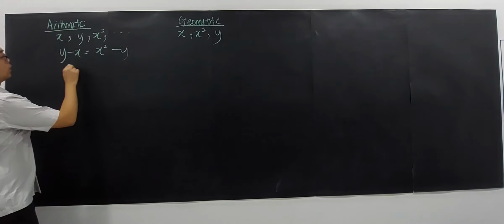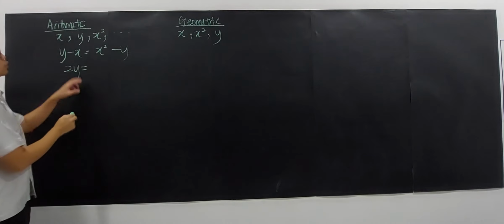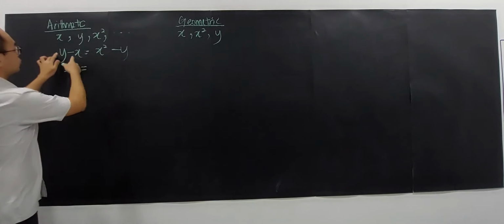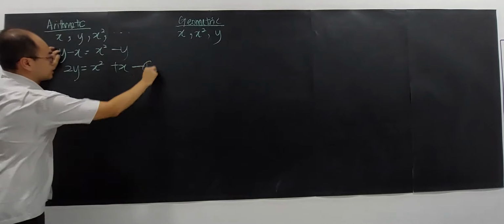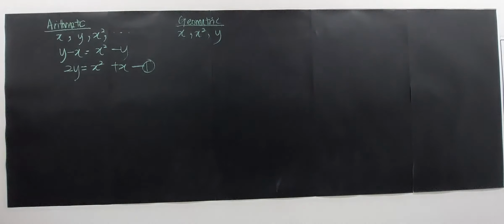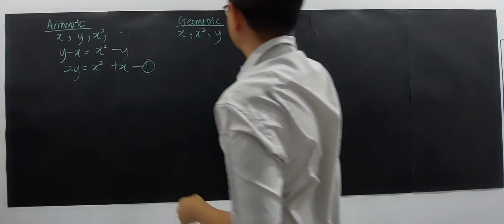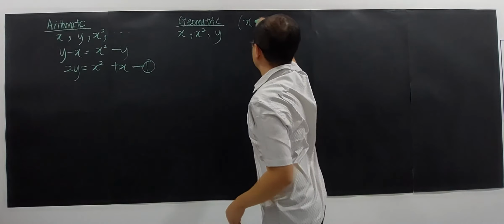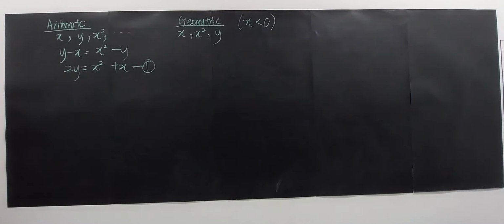So we have 2y equals x squared plus x. Just leave it, and this is your equation 1. We have related the two unknowns, x and y. The most important thing you must remember is that the question has mentioned that x is a negative number.